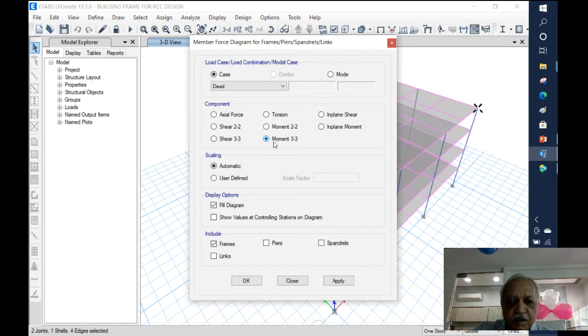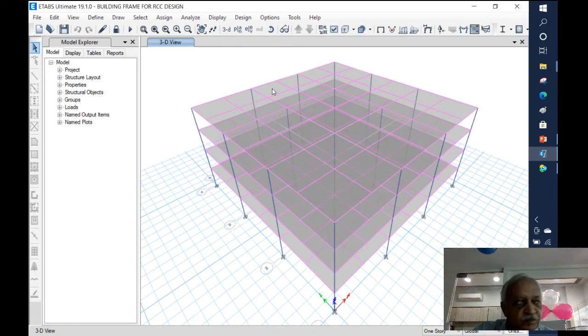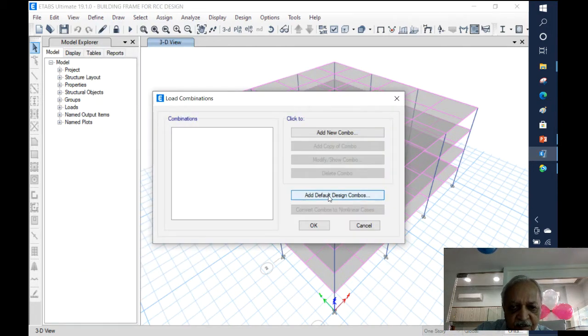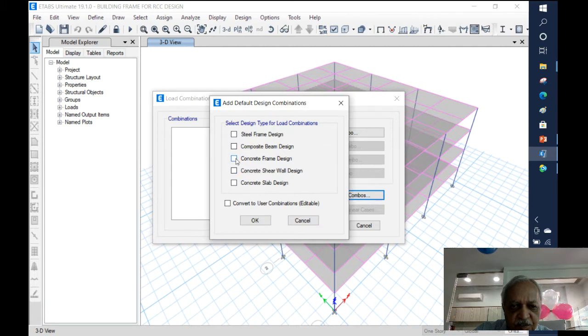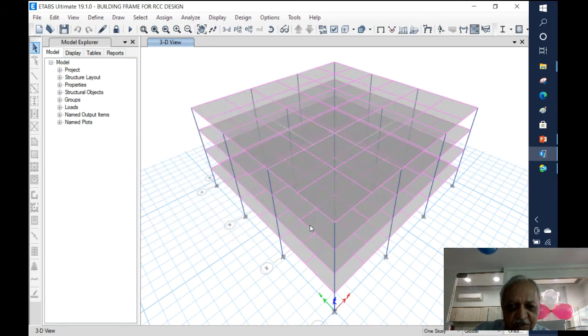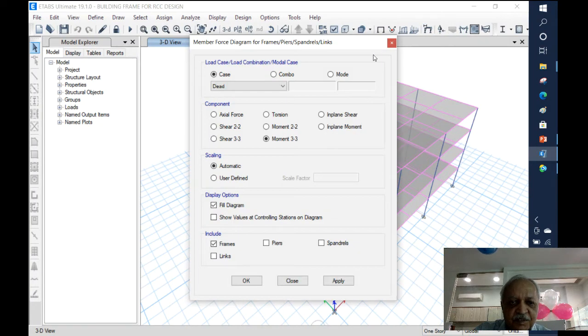I have got the results available for bending moment, for example. I will now consider the situation over here. Okay, this frame design and slab design. Convert to user. So now I will consider the analysis; the analysis is ready.